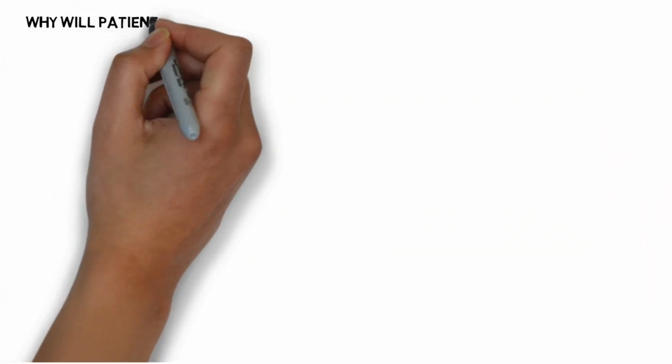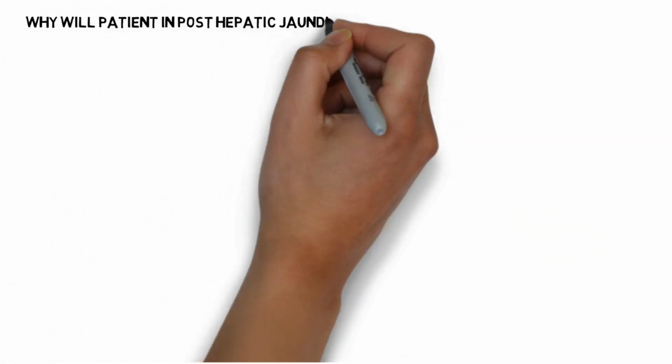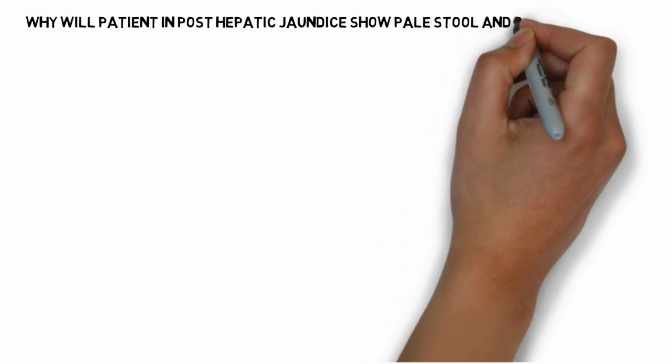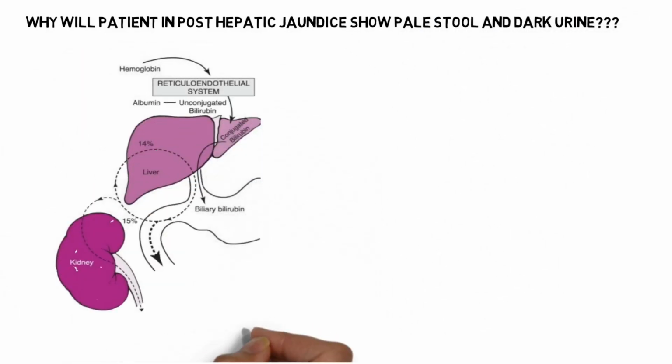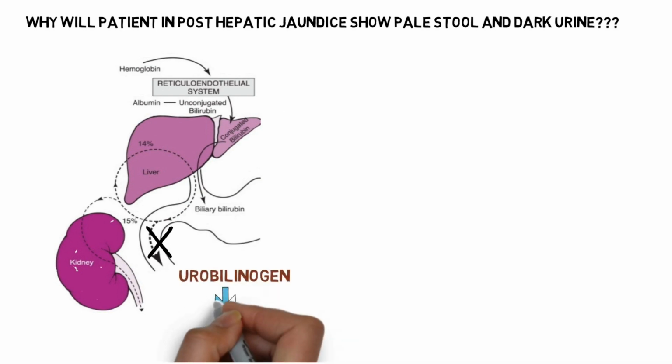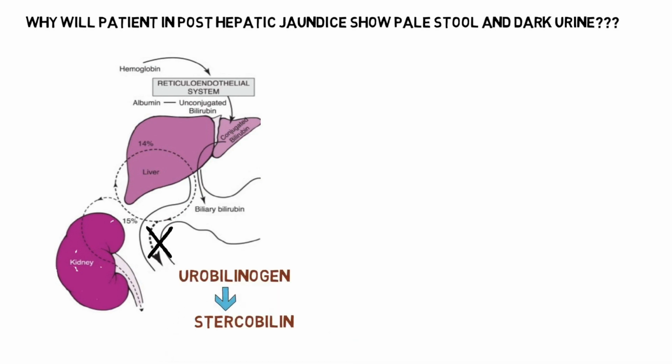Now, why will a patient in posthepatic jaundice show pale stool and dark urine? In a patient with posthepatic jaundice, there is obstruction of bile flow, so the conjugated bilirubin will not reach the intestine to be converted to urobilinogen and then to stercobilin. So the lack of stercobilin will give the pale color to the feces.